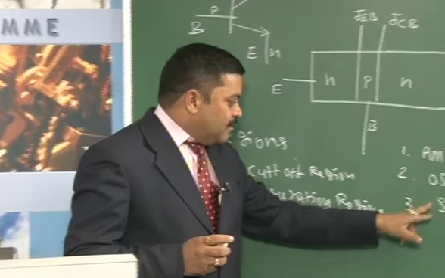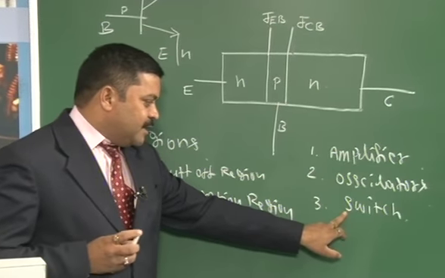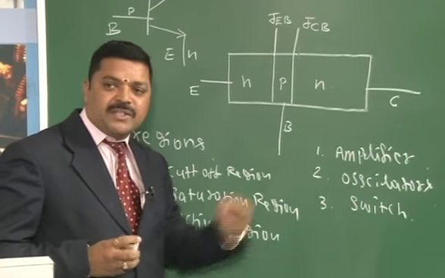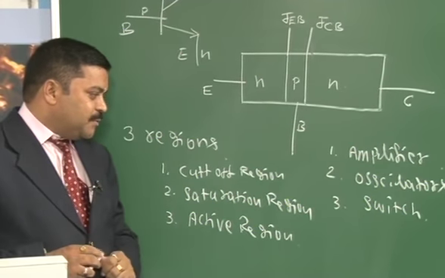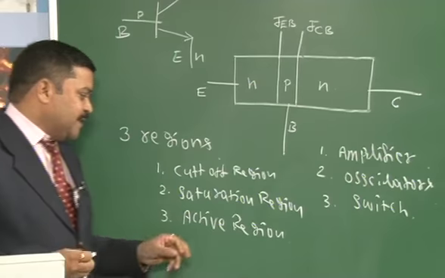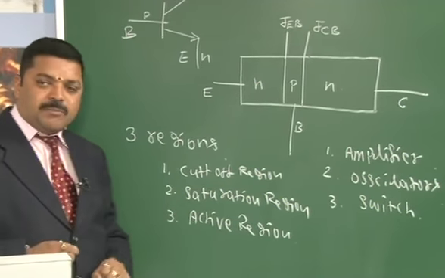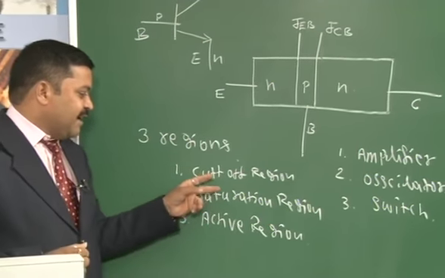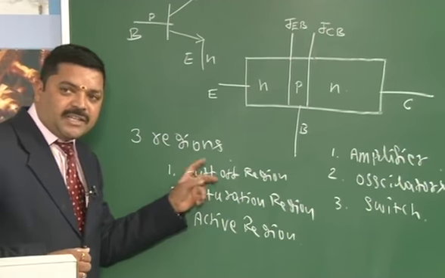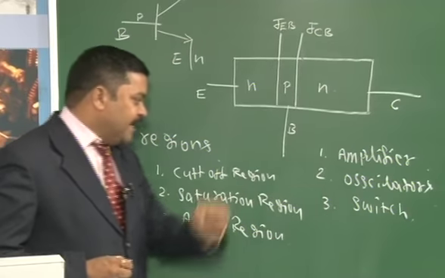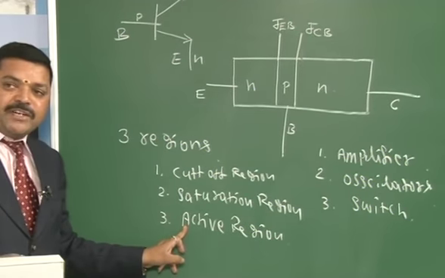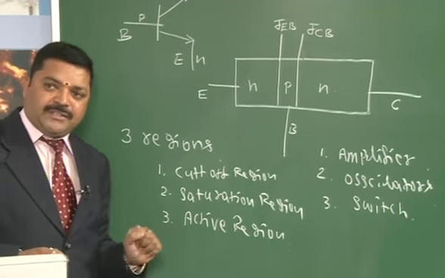Now, what is a switch? The BJT can be used as an electronic switch. How exactly can we use BJT as an electronic switch? In electronic switch application, we will be operating the transistor between the cutoff region and the saturation region. And when we consider an amplifier, we will be operating it in the active region of operation.